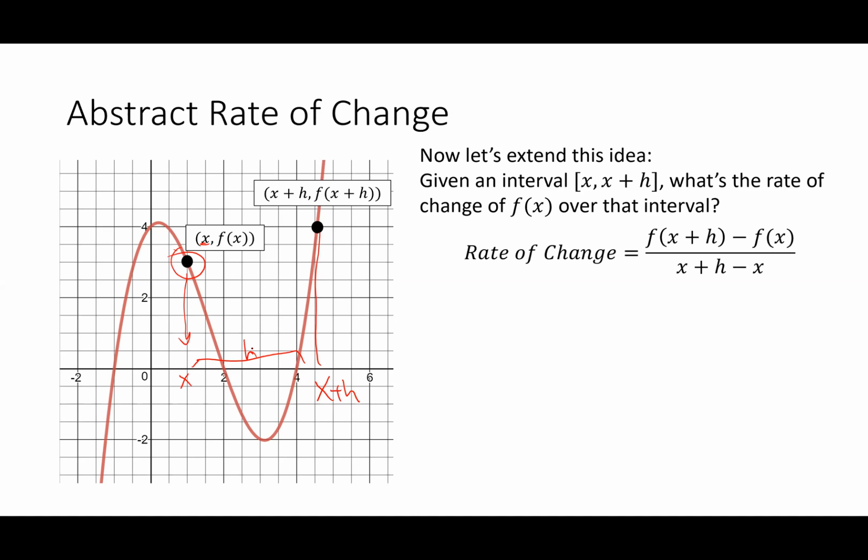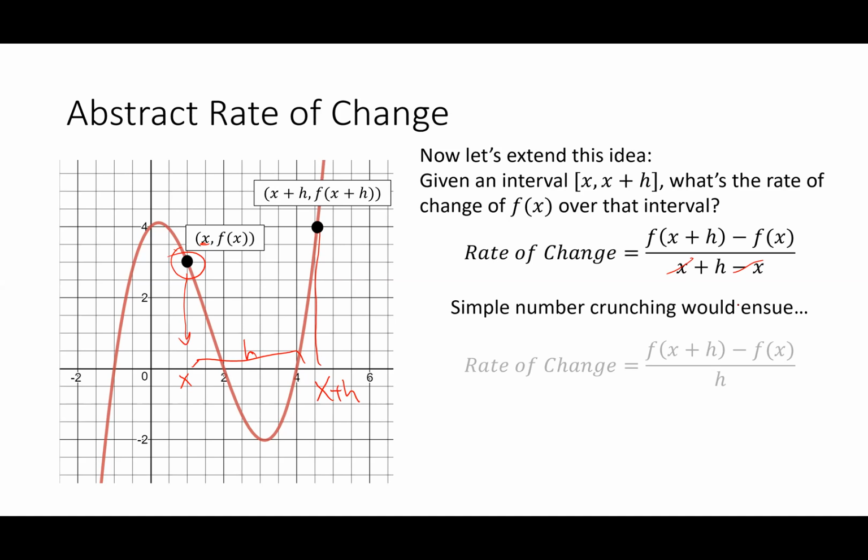Well, I'm going to compute the rate of change formula. I'm going to use the slope formula that I've done before. So that's f of x plus h minus f of x divided by x plus h minus x. These x's are going to cancel, which is kind of nice, and I end up with this formula here.